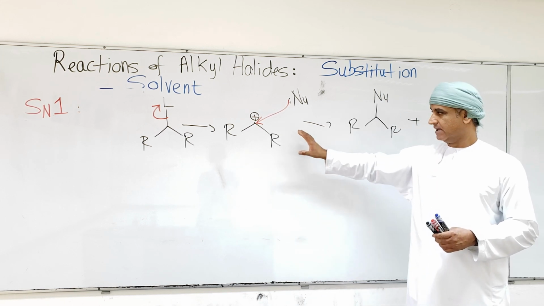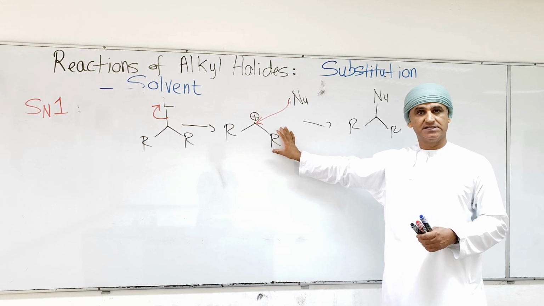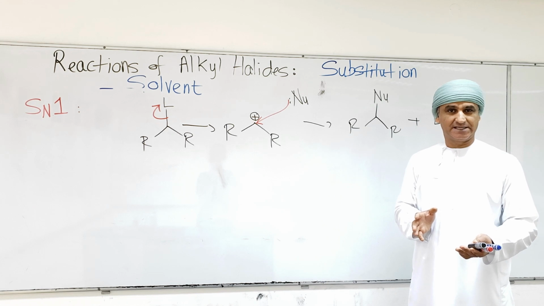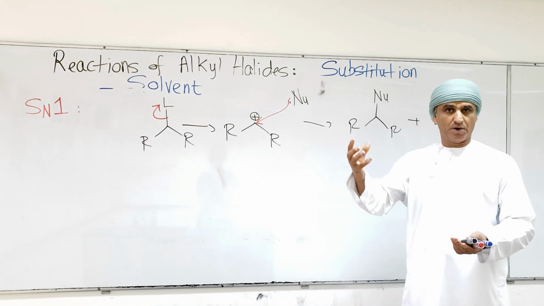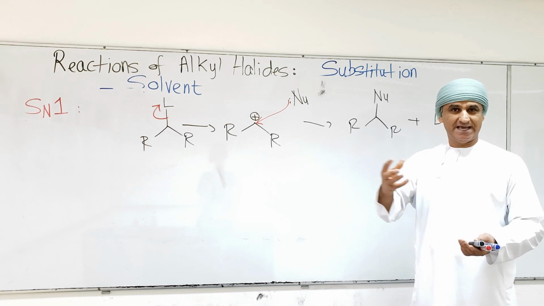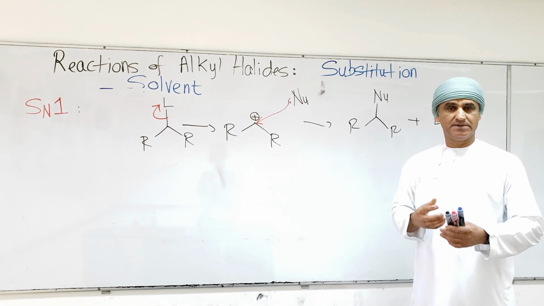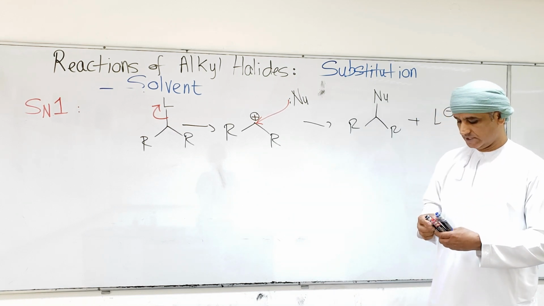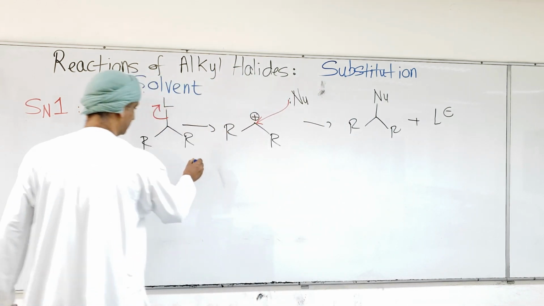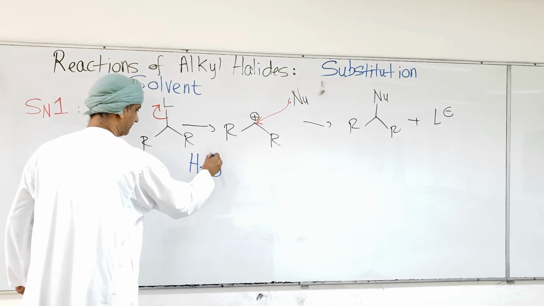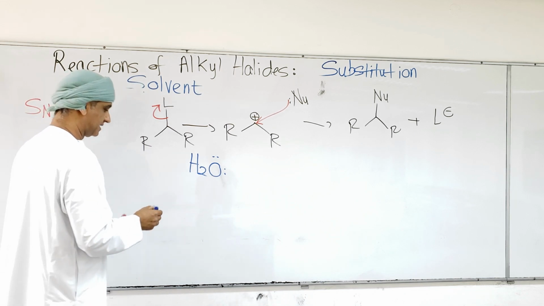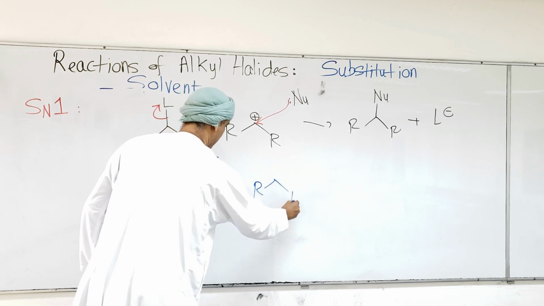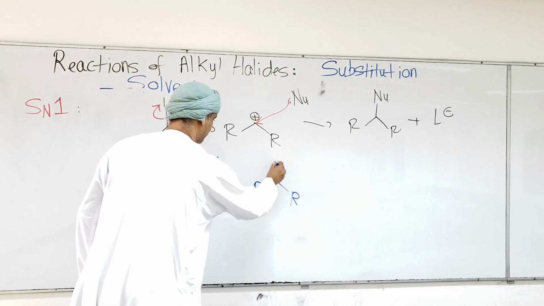Carbocation intermediates are stabilized by inductive effect, by electron donation, if you like. So any solvent that can donate electrons to the carbocation intermediate would be able to stabilize it, and therefore that solvent would be suitable. For example, if we take water, it has oxygen with two lone pairs, and then we draw the general structure of a carbocation intermediate.